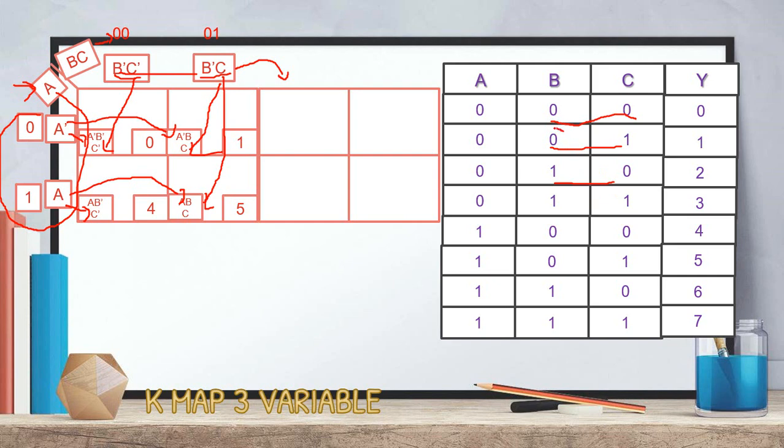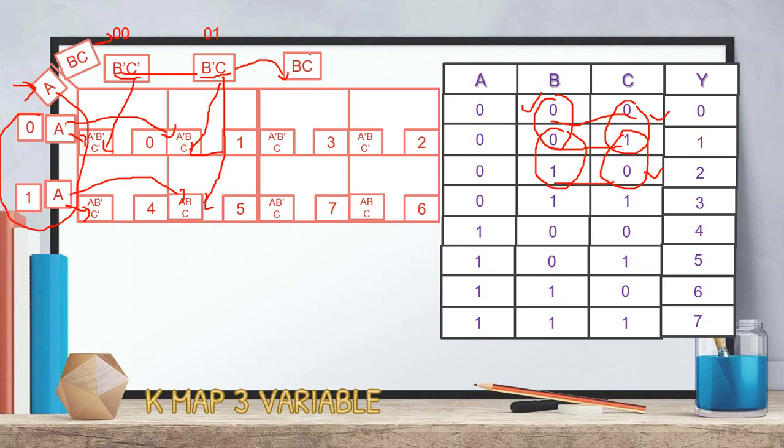B is different and C is also different. If both variables are different, we cannot make them adjacent. But 0 0 and 0 1 we can make adjacent, because in 0 0 and 0 1 the first variable is common, and only one variable varies. But in the second case, 0 1 and 1 0, both variables are varying, so I cannot take 1 0 in this condition. So here we take the 1 1 condition, which is called BC.